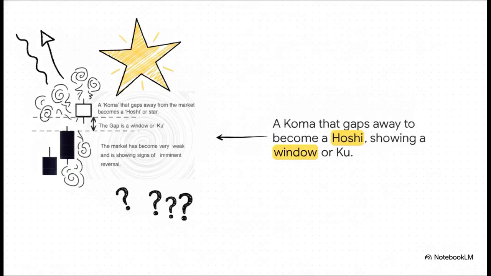But sometimes, the market moves with such violent momentum overnight or between sessions that it literally skips price levels entirely. The open of the next candle is dramatically higher or lower than the previous close, leaving this big empty space on the chart. Japanese traders call this empty space a ku, or a window, while Western traders typically just call it a gap. When a small spinning top candle, known as a koma, gaps away from the pack like this, it becomes a hoshi, or a star. This indicates the market has become highly unstable and a major reversal might be right around the corner.